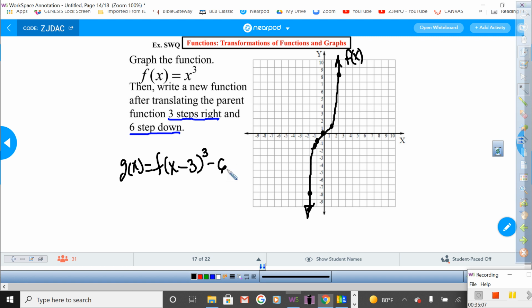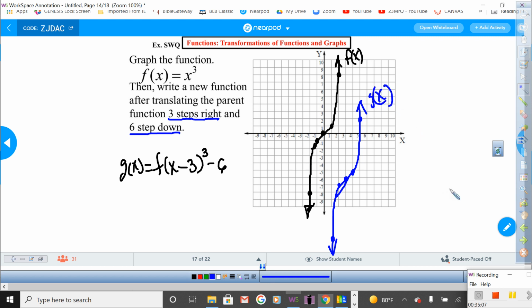That's going to be your home play, by the way. You're going to have to write an equation and graph the translation. What's the translation? 3 to the right, 6 down. So I'm going to start over here. 1, 2, 3. 1, 2, 3, 4, 5, 6. This one, 1, 2, 3, 1, 2, 3, 4, 5, 6. And there you go. This is my g of x.